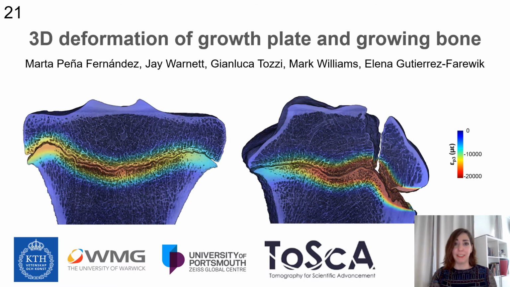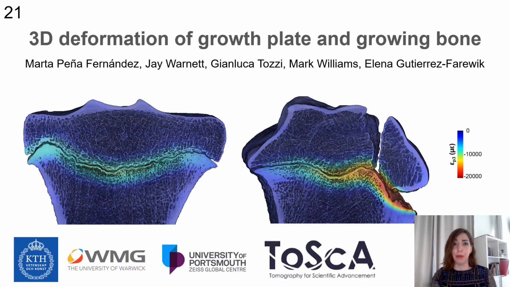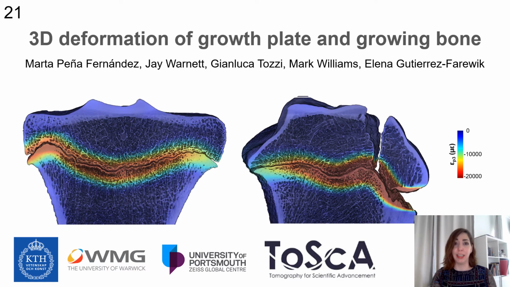DVC computed compressive strains accumulated in the growth region, with the mineralized cartilage and new trabecula experiencing the highest strain. It can be seen how the immature skeleton efficiently transfers the load through the growth plate.